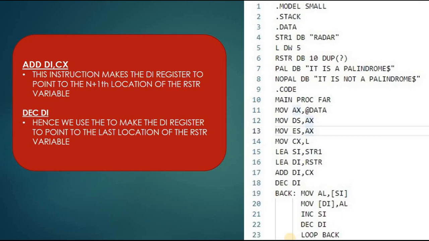the 205th location. That means the 6th position in the RSTR. But our string has only 5 characters. Hence, with the help of the 18th line, that is decrement DI, we decrement it by 1.